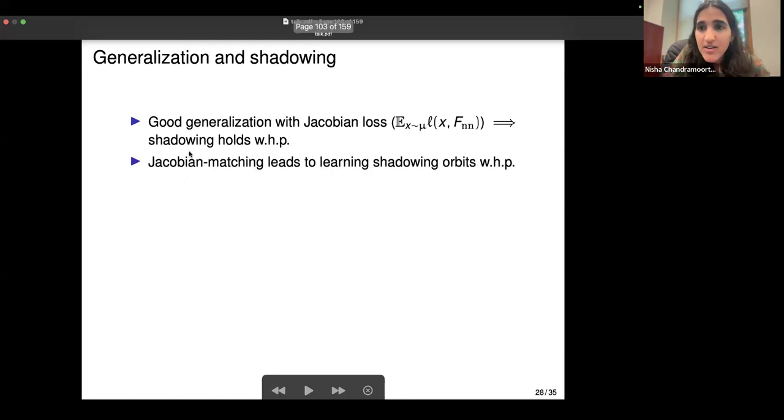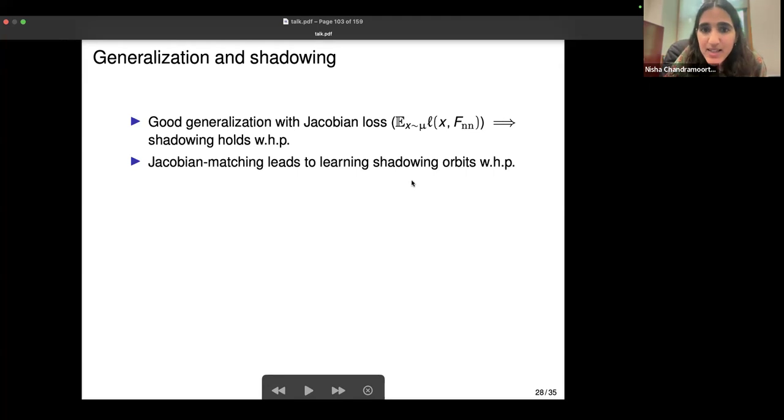For those of you who are familiar with shadowing, fine. If you're not familiar with shadowing, don't worry about it. This is a classical notion in dynamical systems theory that tells you when two orbits of slightly different dynamical systems are close to each other. If you have a perturbed dynamical system like a neural network, F_NN, and it's generating some orbits, shadowing holding means that there is a true orbit, an orbit of F, that lies close to an orbit of F_NN. So if the shadowing orbit distributes according to mu, the physical distribution, then so does the close orbit of F_NN. That's the idea.